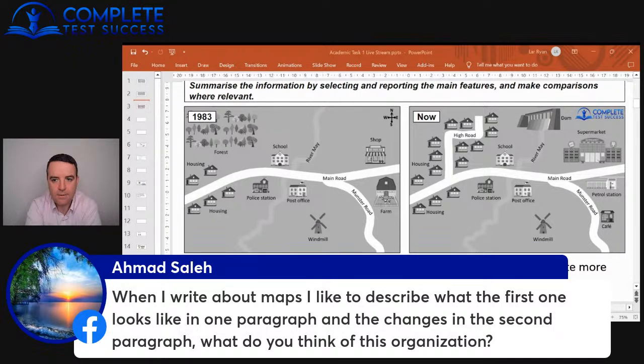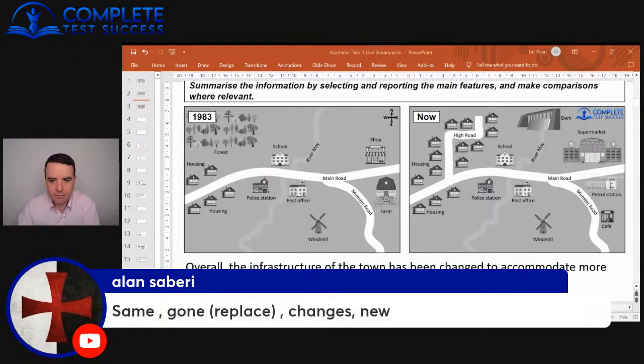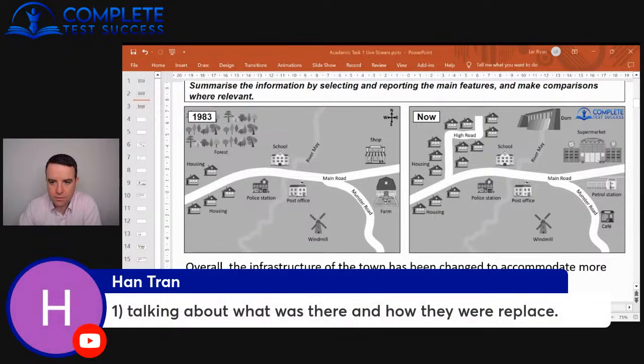So that's why I'm not a fan of the organization you've suggested. It tends to result in a lot of repetition, and you don't have a lot of time. Repetition also isn't good for coherence and cohesion. So those would be the things to look out for, Alan. Good. Talking about what was there and how they were replaced.